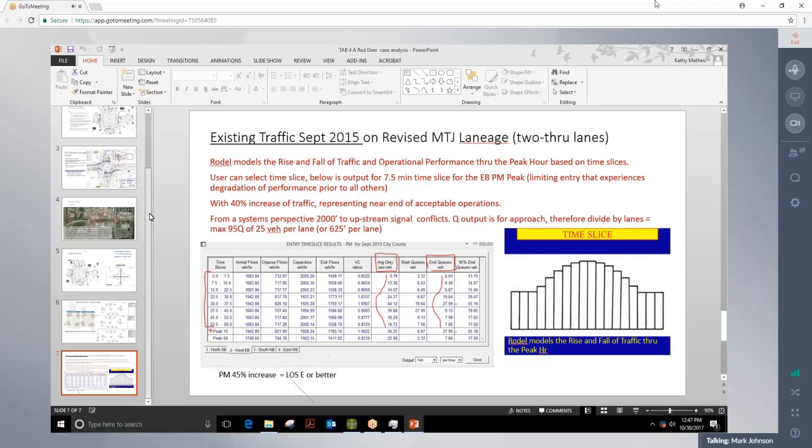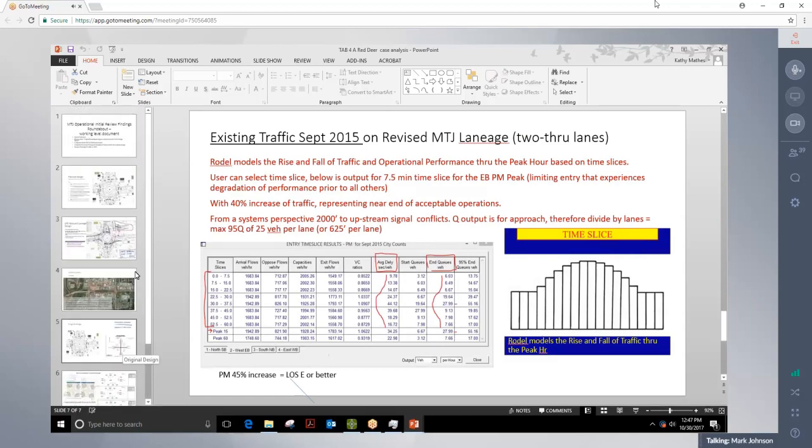And so I know I went through a lot relatively quickly. It's the point of the overview to point you to resources that are available online with Rodel, point out some of its key features.